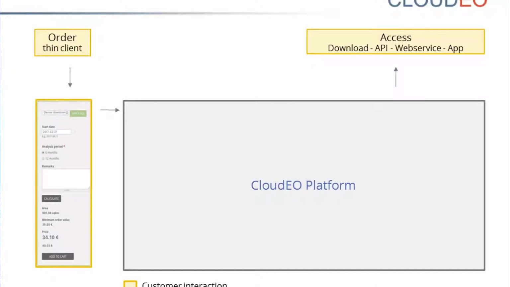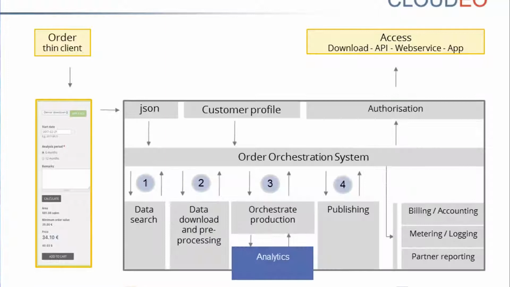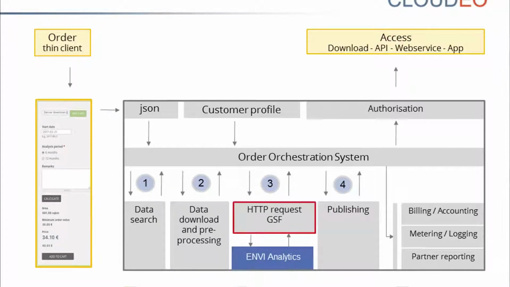Whenever there comes an order from the store, it creates a JSON file, and together with the database, what we have in the customer profile, the order orchestration system knows then what to do. It knows which data it should search for, which data it should download or access. If there is some pre-processing needed, then it orchestrates the full production, which can be one analytics on ENVI, which can be a chain of analytics which come together. And then, when it's ready for publishing, it puts it together as a stack, as a zip file, or as a web service, or whatever.